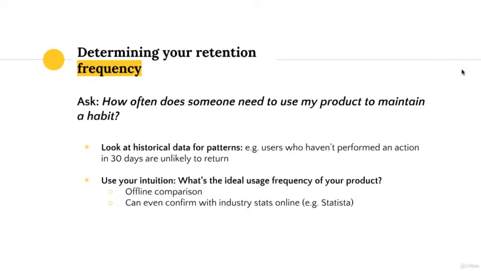For example, you can look at offline comparisons. Let's say you're a news app. If you have a news app, then probably it's going to be every day because people get the newspaper every day. For Udemy, I like to think of it as being similar to a book. How often do you purchase a book and add it to your library? Probably once a month makes sense. And finally, you can also confirm with industry stats online. There's a lot of data online that shows how often people use certain types of apps, and that'll give you a good baseline.